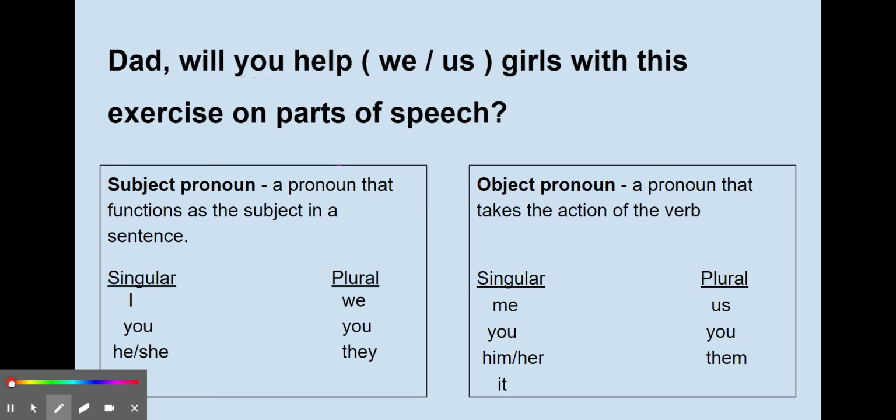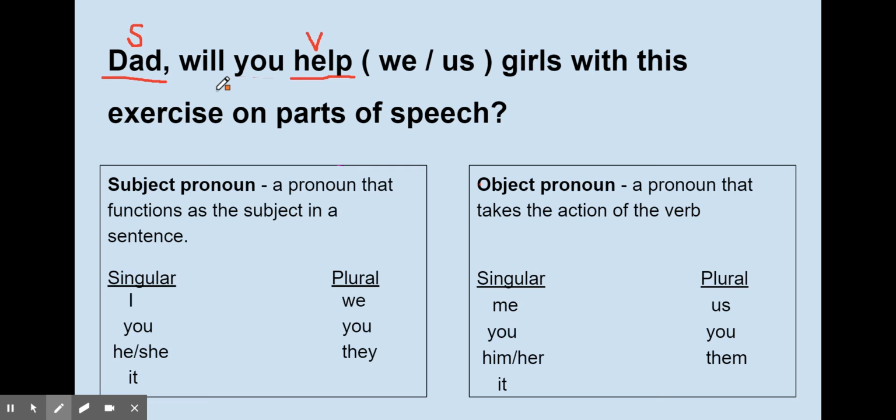If I take a look at this, the first thing I notice is that things are a little bit inverted here because I'm asking a question. But I can still figure this out. Right away, I notice my verb is help, right? That's an action word, helping. So that's my verb. Who is doing the help and who's receiving the help? Well, Dad would be the one that is helping, right? Dad is doing the action, so Dad is the subject.